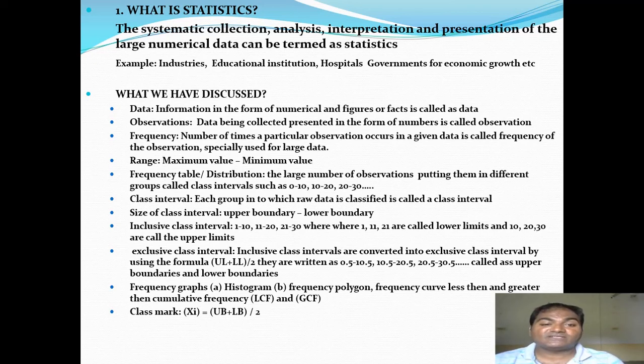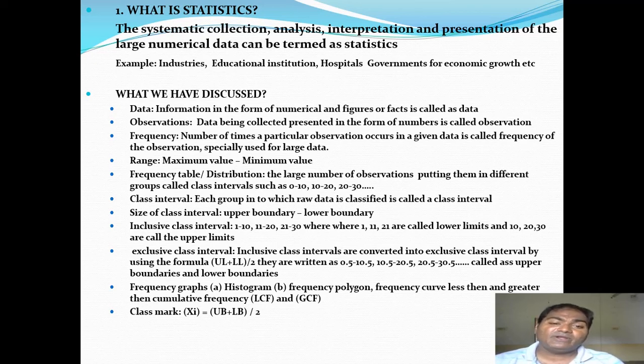Now, exclusive class intervals. What is an exclusive class interval? Exclusive class intervals are where the upper boundary of a class and the lower boundary of the next class are the same. Inclusive class intervals are converted into exclusive class intervals for easy calculation. Now you can see I have taken class intervals 1 to 10, 11 to 20, 21 to 30, which are known as inclusive class intervals.